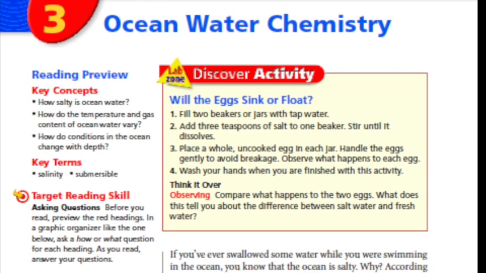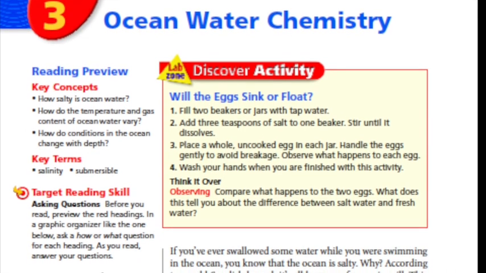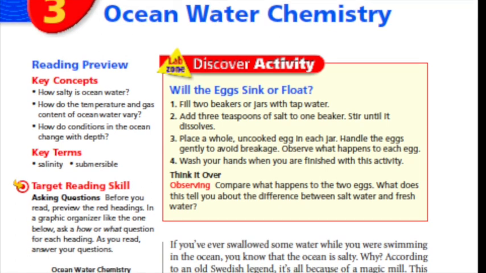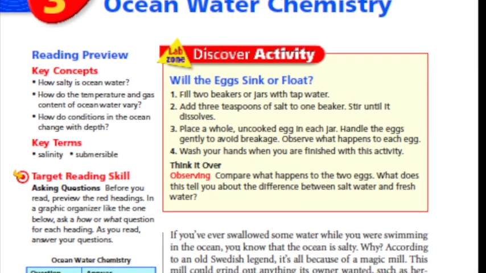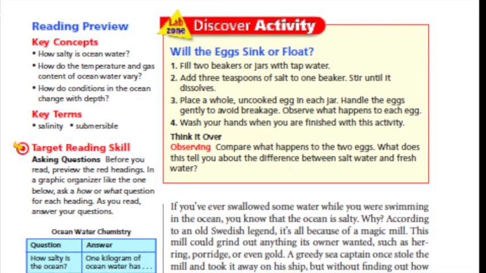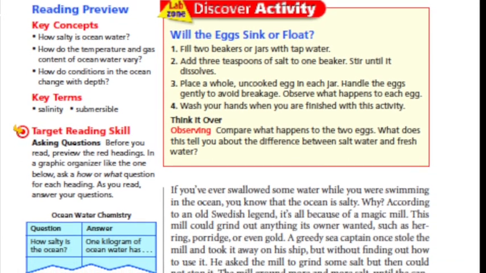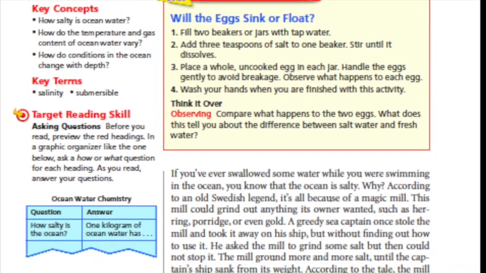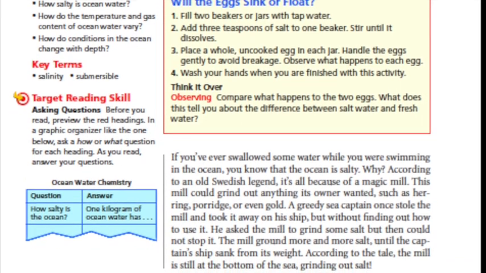If you've ever swallowed some water while you were swimming in the ocean, you know that the ocean is salty. Why? According to an old Swedish legend, it's all because of a magic mill. This mill could grind out anything its owner wanted, such as herring, porridge, or even gold.